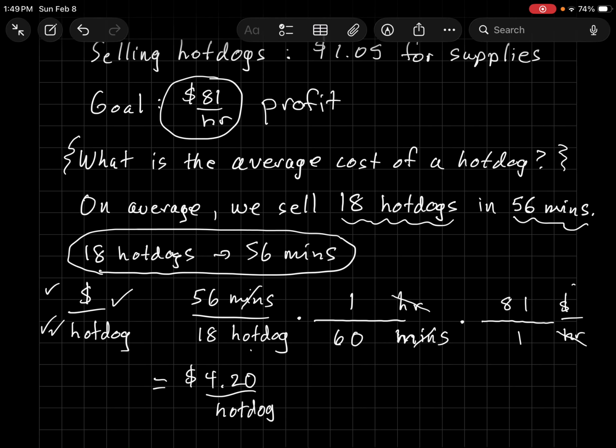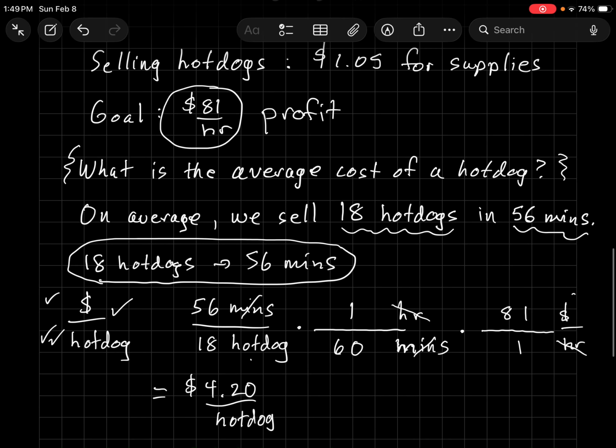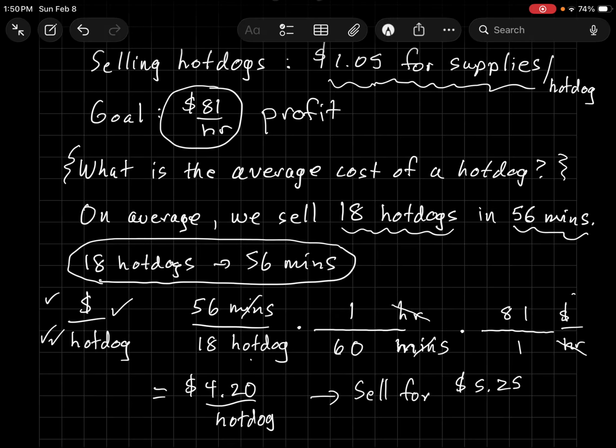Oh, wait a minute. We're almost done, but we have a little bit extra information in this problem. It costs $1.05 for supplies, and I should have put per hot dog. So if I want a profit of $4.20 per hot dog, then I need to sell for $5.25 per hot dog. But the main thing, notice how I'm taking what I've been given, knowing where I'm trying to end up, and writing my units so that I can cancel them so that I get what I want.